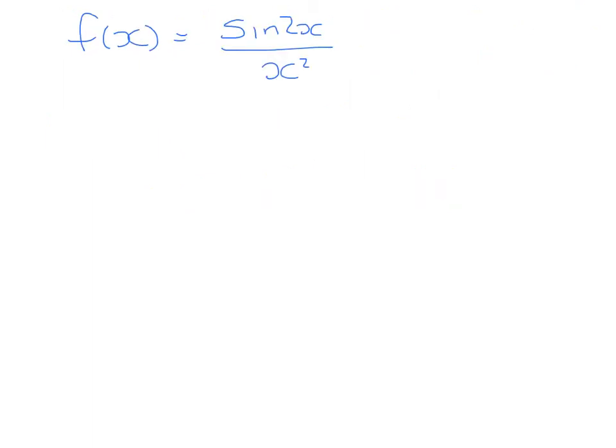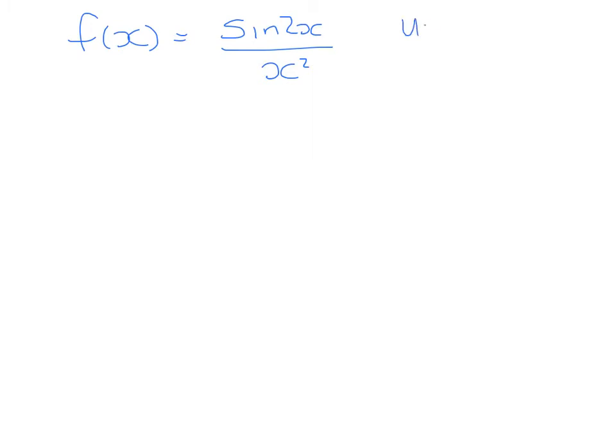Okay, next one we're going to look at is f, where the function is sine 2x over x squared. Now, as it's written, that's a quotient, so we're going to use the quotient rule. There is an option, always in this case, to bring the x squared up and make it multiplied by x to the minus 2, and then it would be a product rule we could use. We're going to do it as a quotient rule though.